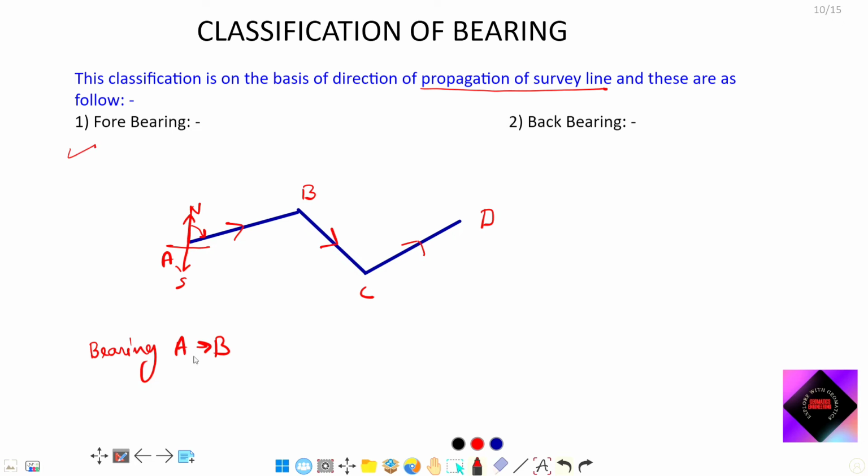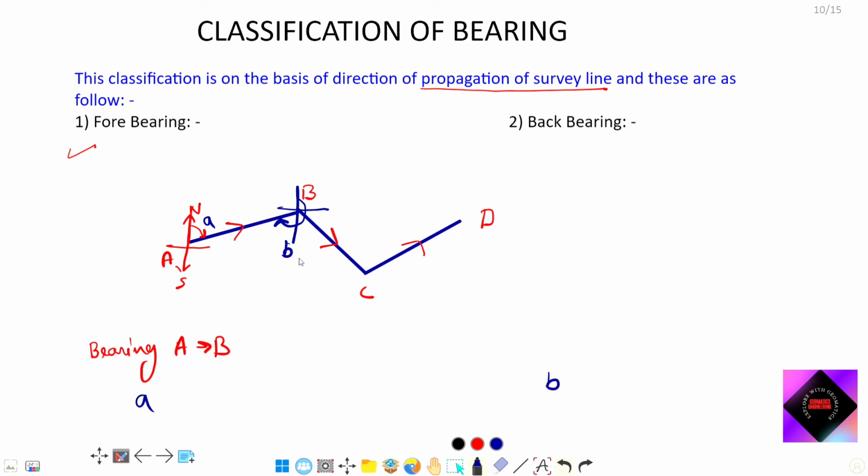If bearing is measured in the direction of the line, for example line AB is given, meaning from A to B bearing is measured, then it is called fore bearing. And just opposite, if bearing is measured opposite to the direction of the line or propagation of the line, then it is called back bearing. For example, if I measure the bearing of line AB from B, and the direction of propagation is A to B, and I am measuring the bearing B to A, then it is called back bearing. Here A is fore bearing and B is back bearing.